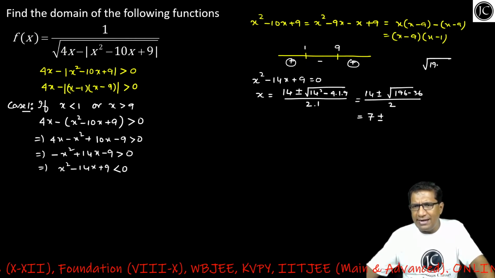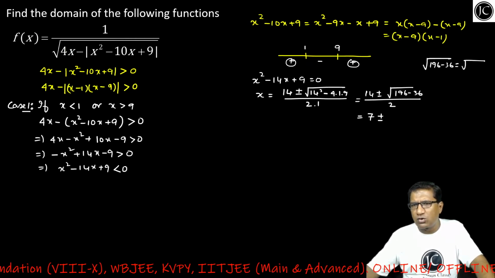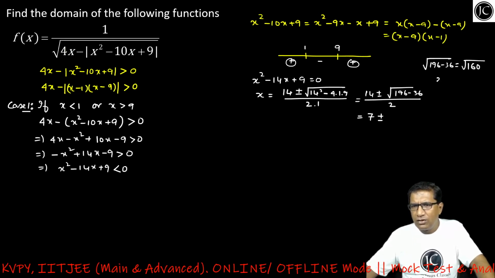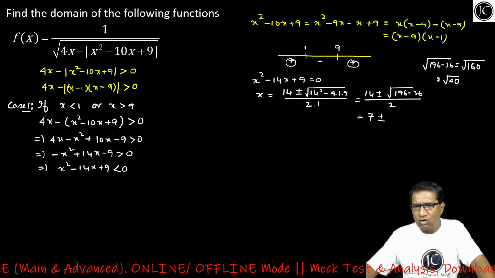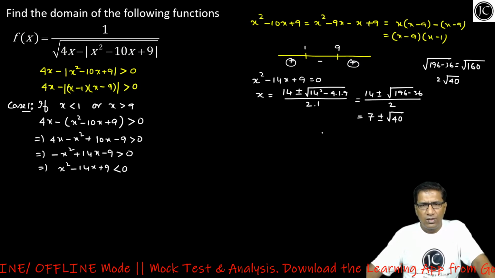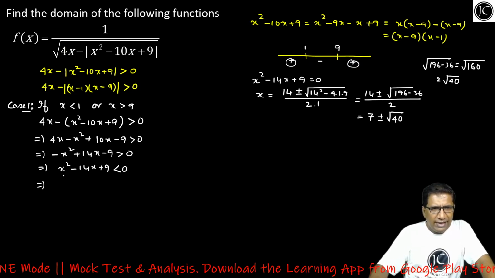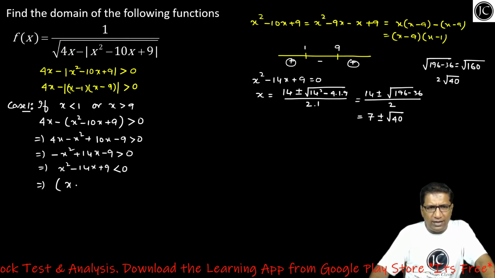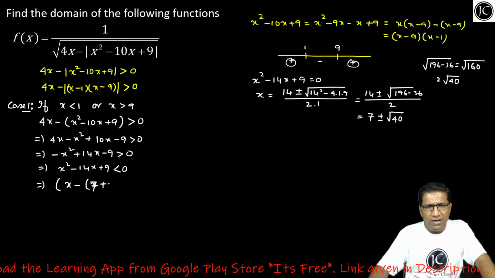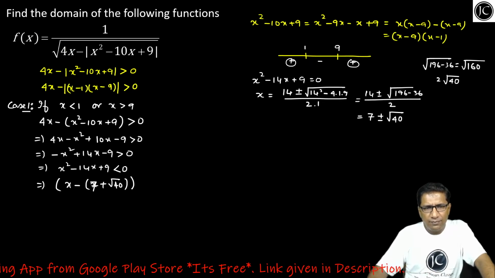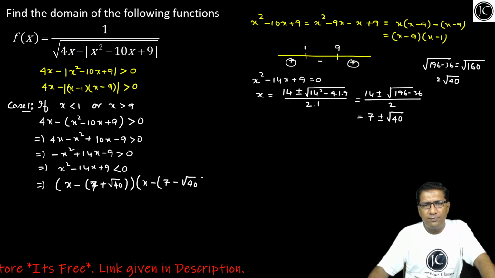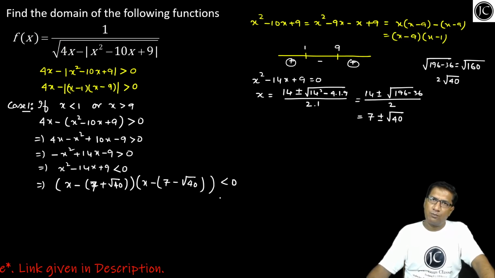Root over of 196 minus 36 will give us root over of 160. And we can write this as 2 root over of 40, right? So here only root 40 will come. Is it clear? Okay. So this equation we can write as x minus 7 plus root 40 and x minus 7 minus root 40, this is less than 0.